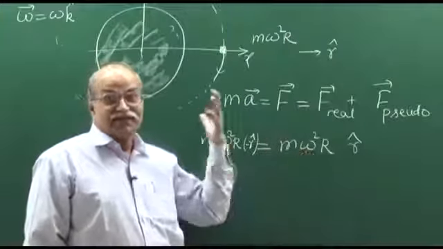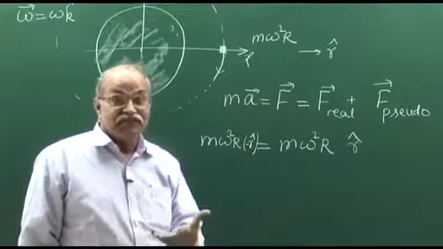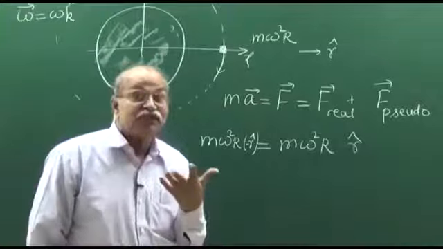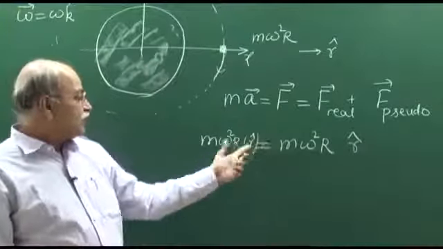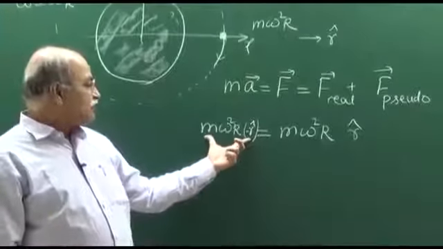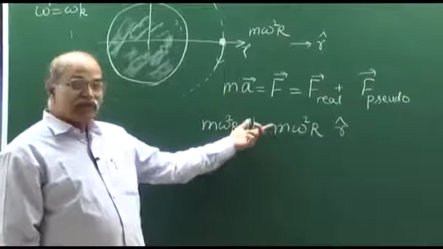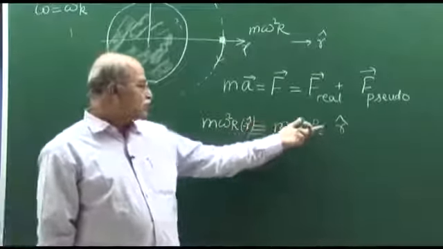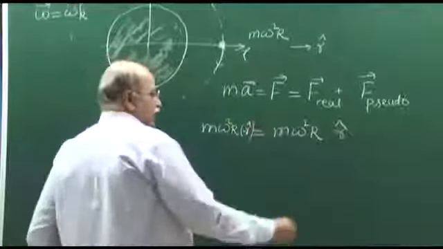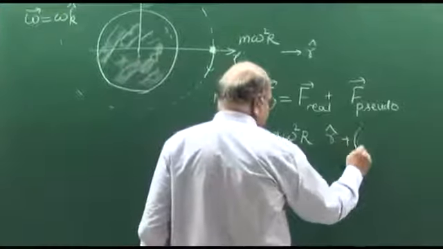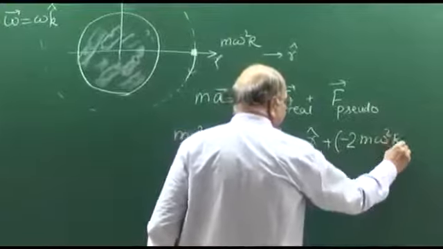So, that means in a rotating frame, together with centrifugal force, we need some more forces, some more pseudo forces. And how much should that be? If I am to get this m into omega square r in minus r cap, and here it is m omega square r cap, what I should have? I should have yet another force which is minus 2 times m omega square r cap.